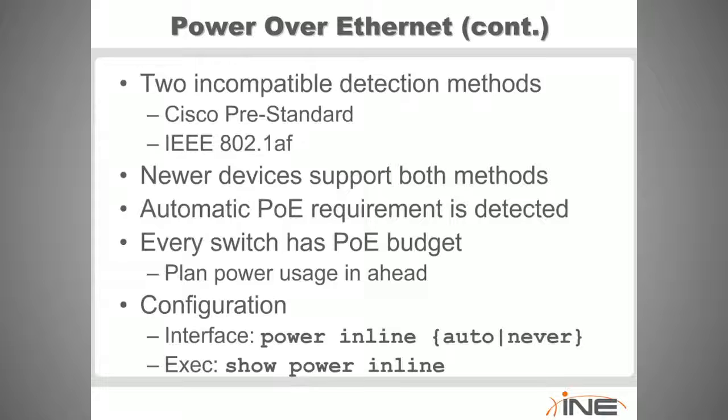Now, most newer Catalyst switches will support both of them. It depends on the device which particular standard they want, whether the pre-standard or the IEEE version. So the PoE detection process of the switch will automatically figure out exactly what the particular device wants. If it's an older access point, maybe it wants the pre-standard, or if it's a newer phone like a 7960 phone, then it uses the 802.1af. But configuration-wise, it's simply going to be one command at the interface, power inline auto, or power inline never if you do not want to run PoE.